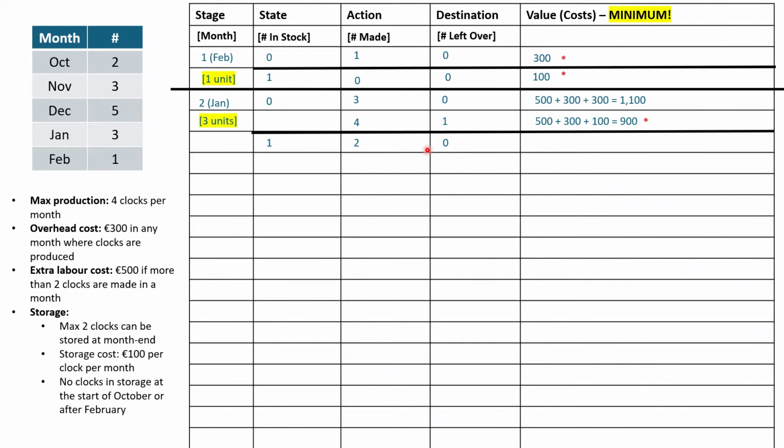And if there was nothing left over, we link back to this line here, which means we're adding in our 300. So we get our 300 for our overheads plus the 100 for our storage plus the 300 linking to February.